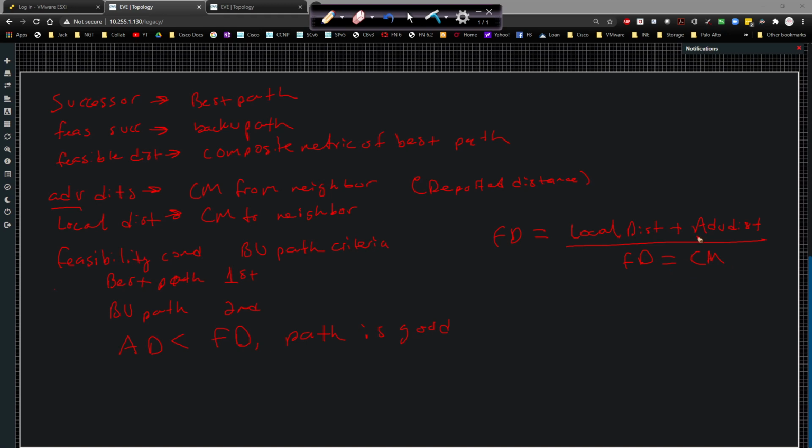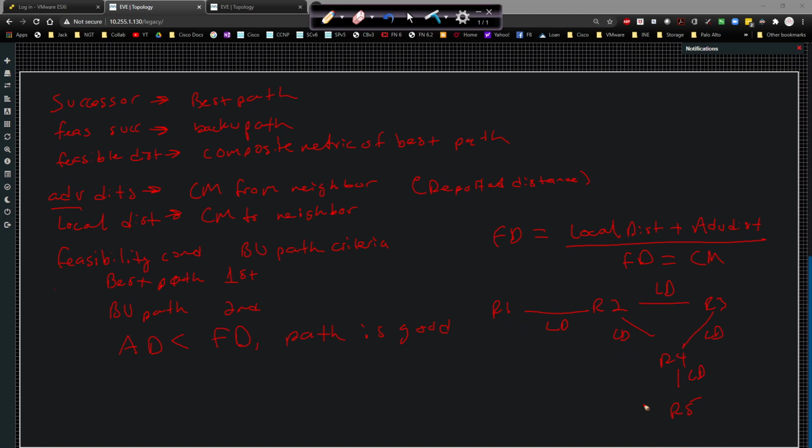Remember that the advertised distance is everything advertised to me. So for example, if I am R1 and I have R2, R3, R4 and R5, I have a very simple network topology. So from R1 to R2, this would be my local distance. Local distance here, local distance here, local distance here, local distance here. In other words, anything that's physically wired to me.